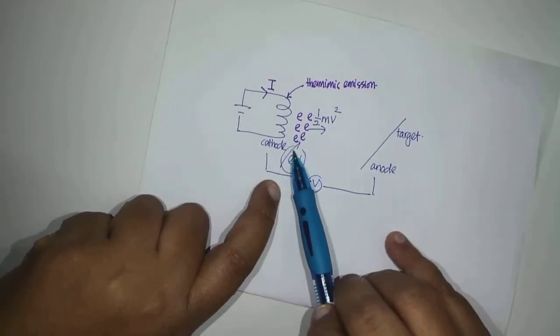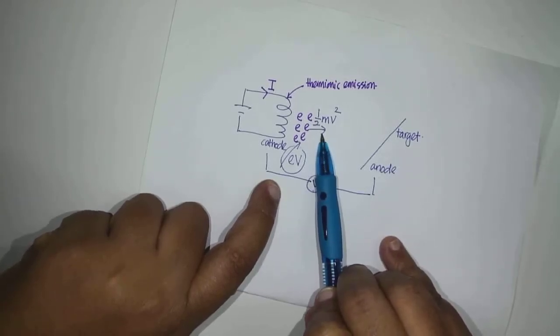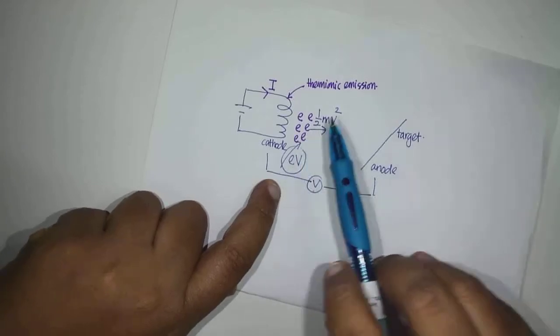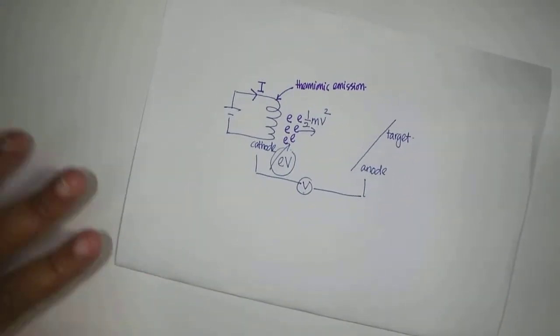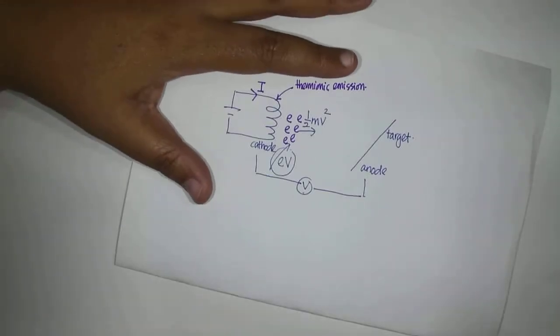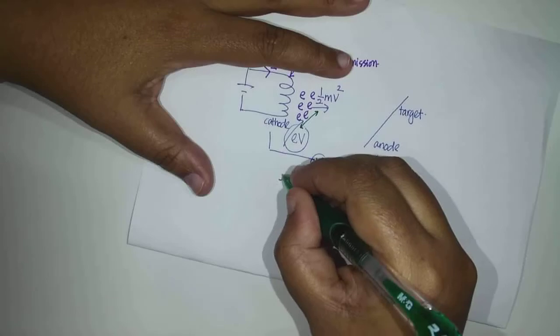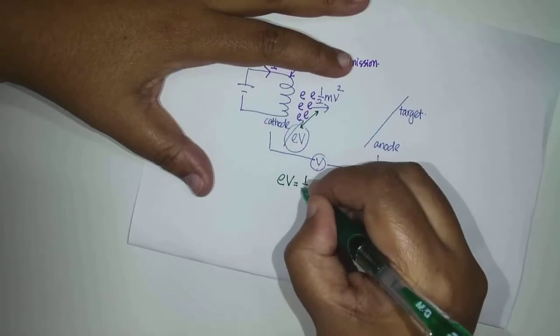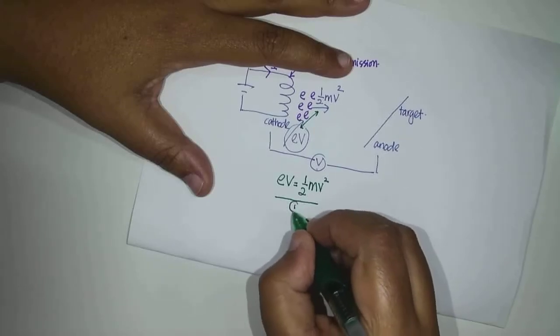The electron will absorb E word and convert it to a very, very high kinetic energy, which is half mv square. Then this electron is moving with a very high kinetic energy. So here we have one conversion: E word equals half mv square. This is number one conversion.